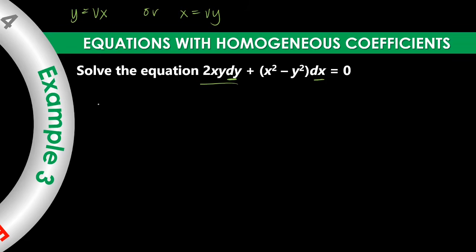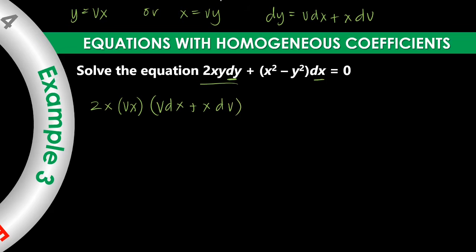So let us substitute 2x times y, which is vx, and then dy. If I replace y with vx, then dy would be v dx plus x dv. So I just copy v dx plus x dv. And then plus, here we have x squared minus y squared. So v squared times x squared, and then dx equals 0.